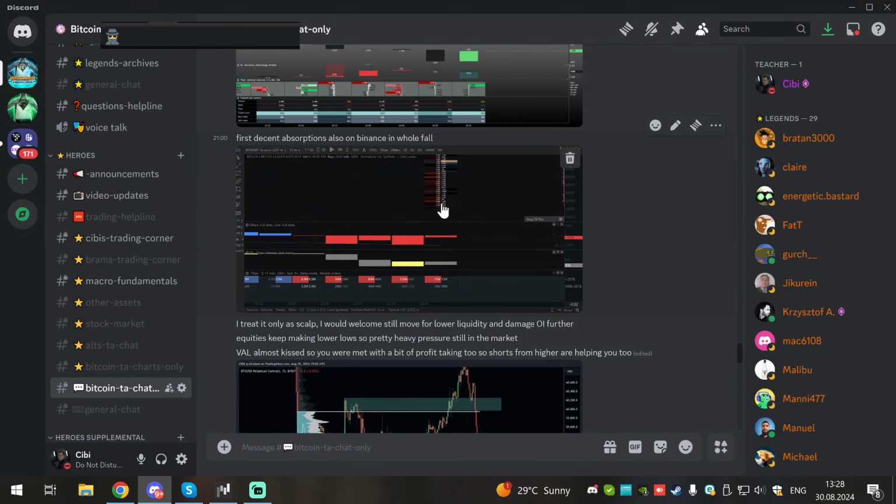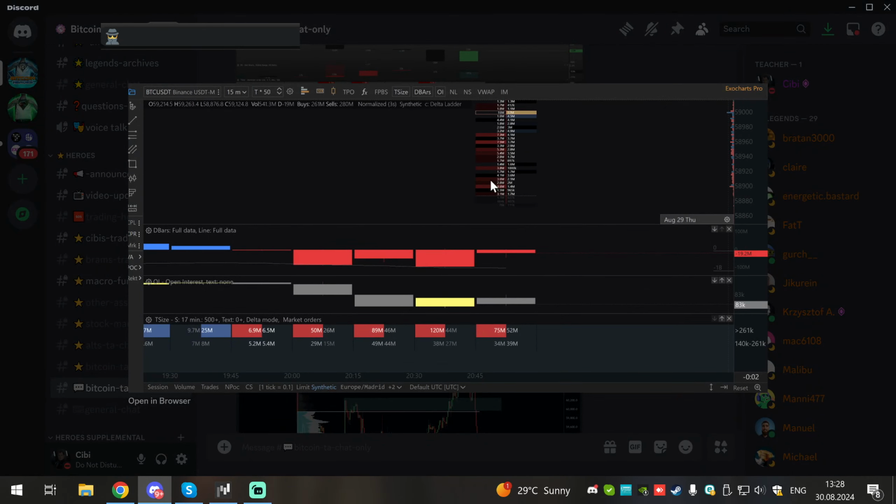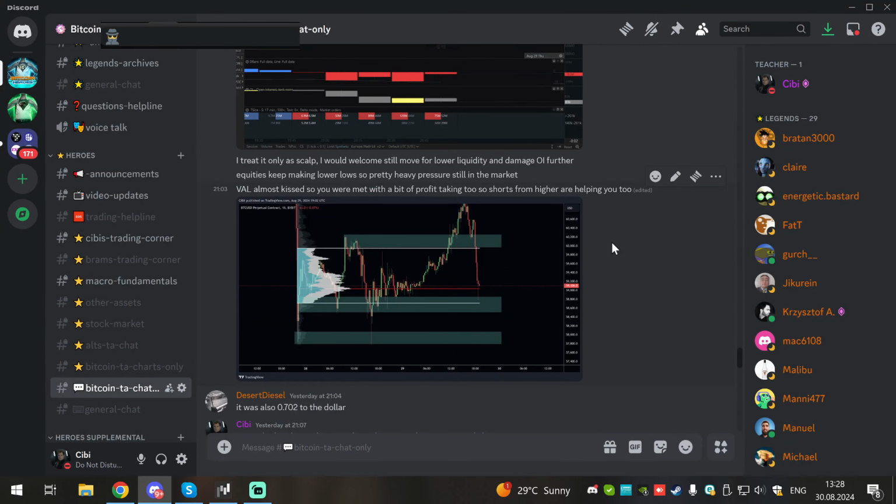Also, a very big long was destroyed on the inverse contract. 26 million long got destroyed here. Huge absorptions. That also was helping our trade. You can see heavy absorptions at the lows on Binance. This is a really great template to show you these nice reversals. I will be doing a tutorial for that just today.